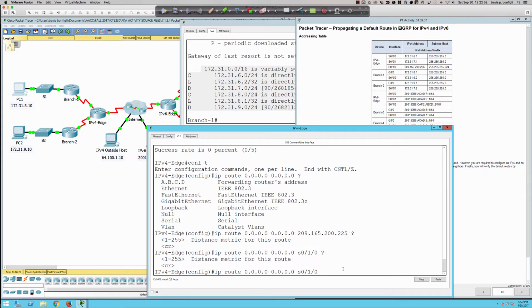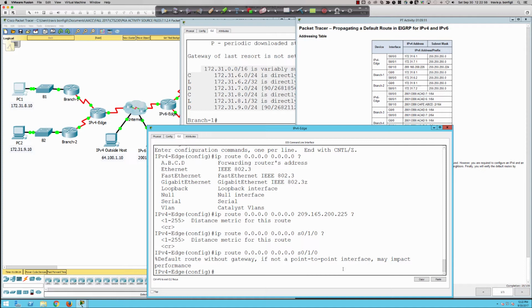Now we may see a warning that pops up here. I'm going to put this in here, and I love it when a plan comes together. So we get this warning here. It says default route without gateway, if not a point-to-point interface, which this is, right? This is clearly a serial connection, point-to-point. It says it may impact performance. And here's why it might impact performance if it's not point-to-point.